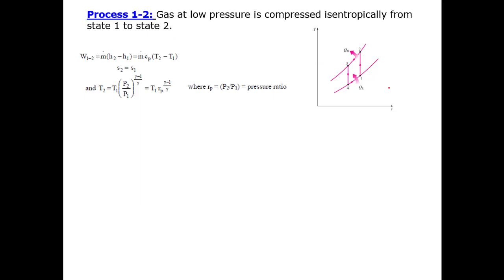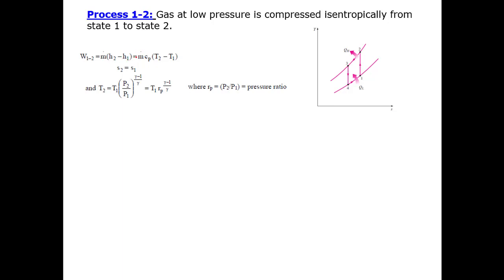Right, now let's try to calculate the various heat and work inputs and outputs involved in the reverse Brayton cycle. Let's say the first process is 1 to 2. What is happening in that process? Basically, the gas at low pressure is compressed isentropically from state 1 to state 2. In the compressor, we are giving work input for the compression. So the work input from 1 to 2 is m times the difference of the enthalpy, H2 minus H1.